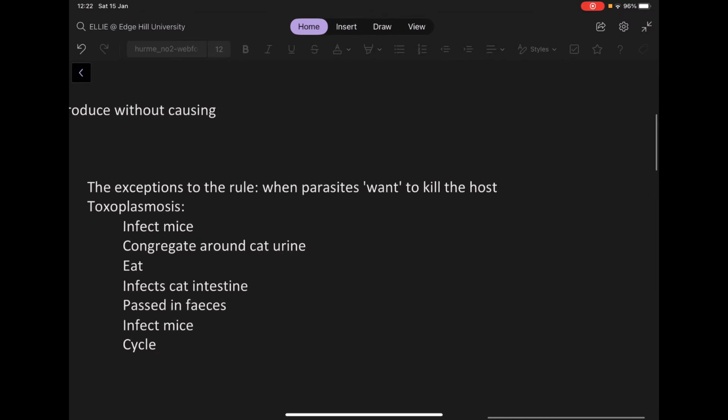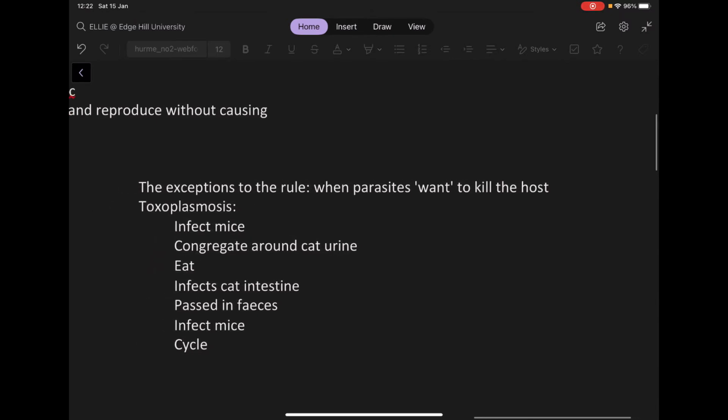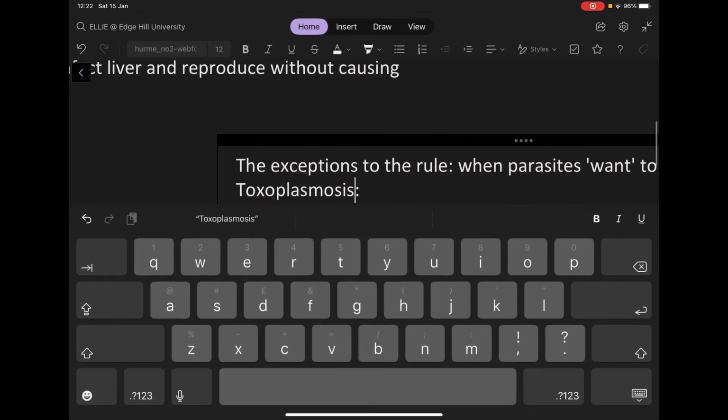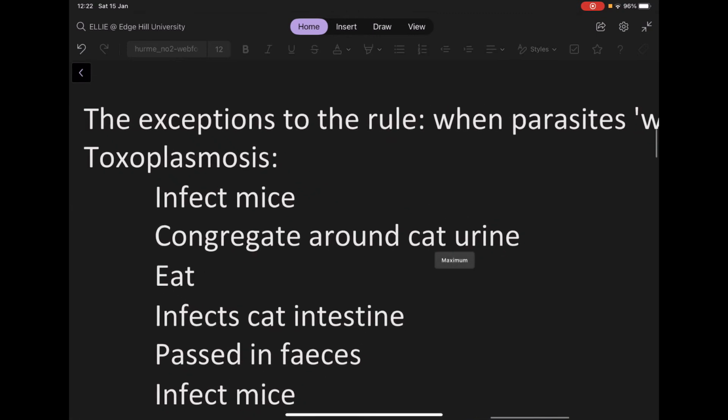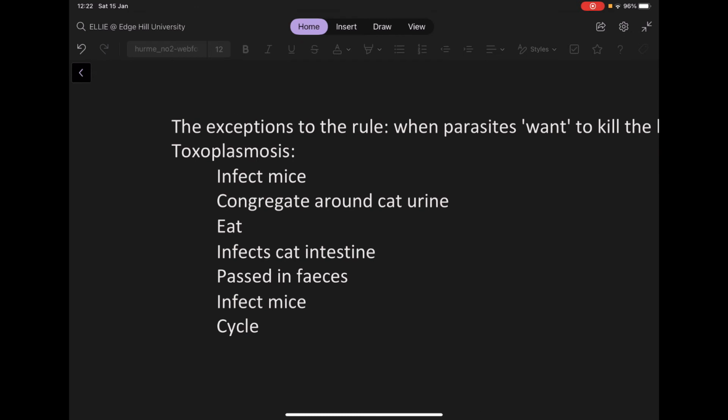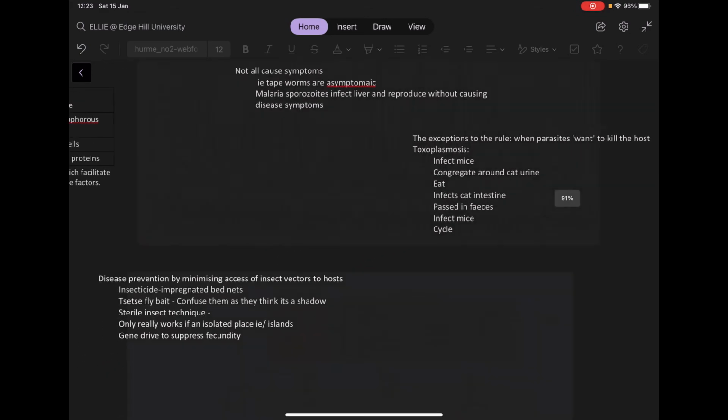And just for one example of where the parasites actually do want to kill the host is toxoplasmosis, or however you say it. You may have heard of it, it's the crazy cat thing. So the parasite infects a mouse, and makes them congregate around cat urine for some weird reason. Cats come and eat the mice. The parasite infects the cat. It's then passed on in the cat's feces, infects more mice, and the cycle continues.